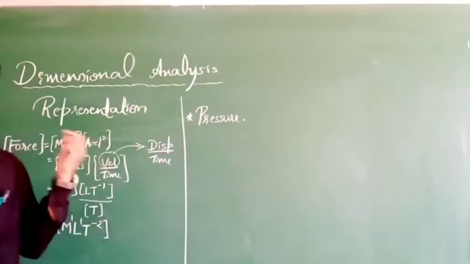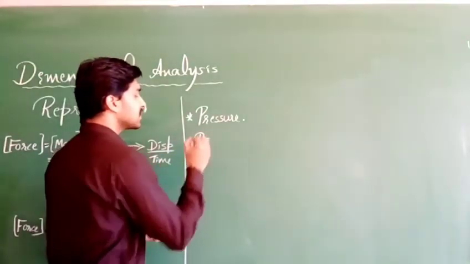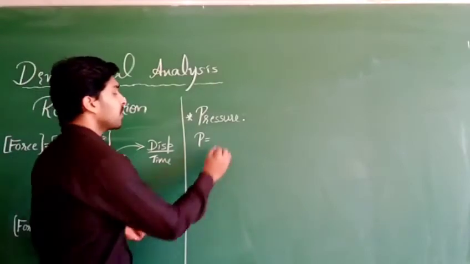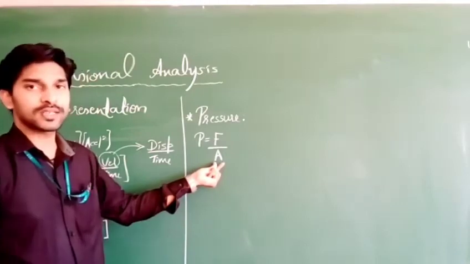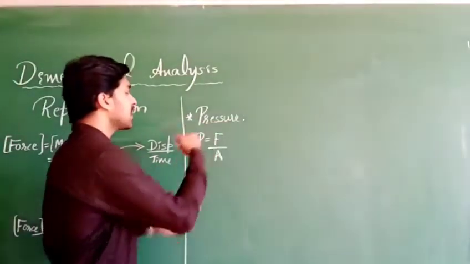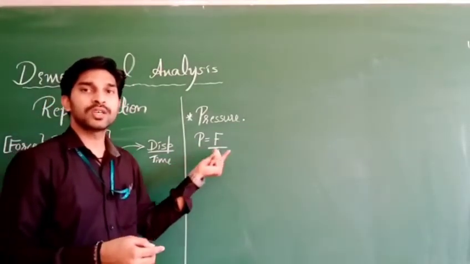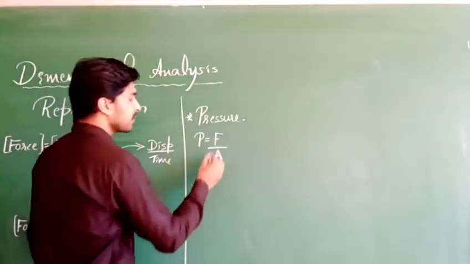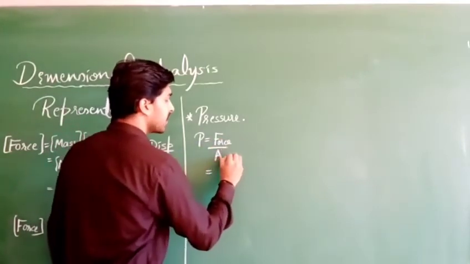So next we will be discussing the dimensional formula for pressure. Let me tell you, pressure is nothing but force applied per unit area. That means if the area value is 1 meter square, then we will be treating this as pressure equal to force. That is why pressure can be defined as force applied per unit area. So P is equal to F by A, where F is force and A is area.